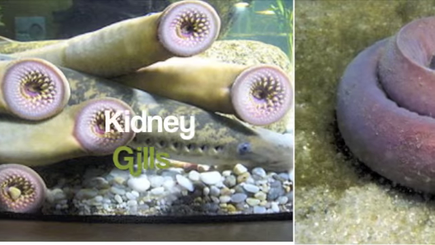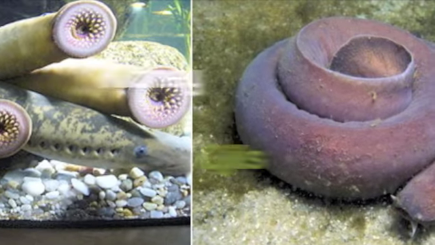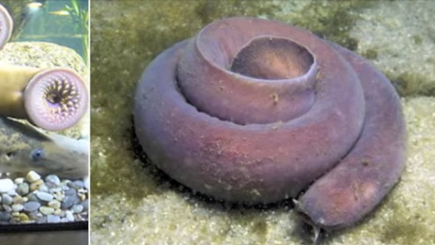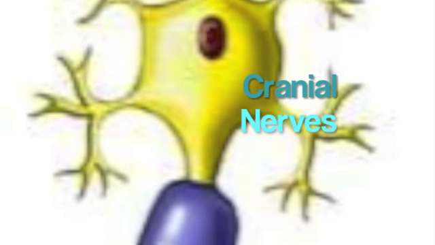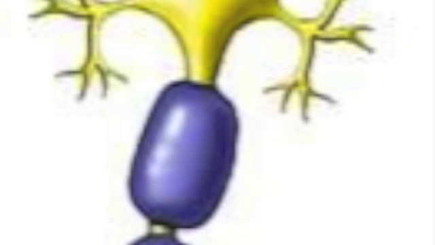For excretion, Agnatha uses kidneys and gills just like the chordates do. The major nerves that Agnatha uses are cranial nerves. Cranial nerves are connected to glands or internal organs such as the heart and lungs. Some nerves bring information from the sensing organs to the brain, whereas the other cranial nerves control muscles.